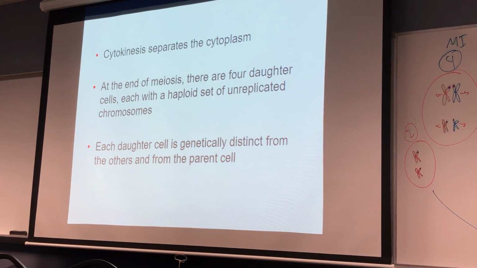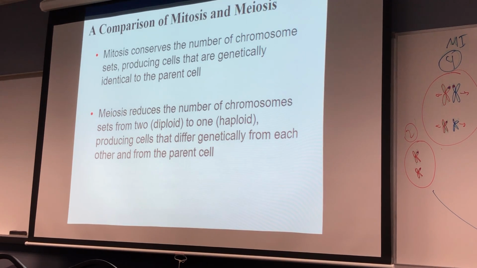And then you have at the end of meiosis the 4 daughter cells with haploid number and unreplicated chromosomes. Okay? And each daughter cell is genetically distinct. Not identical, okay? Distinct. Not the same, from one another or from the parent cell. So, key distinction. Mitosis conserves the number of chromosomes, which is equational, and it produces 2 daughter cells that are the same, identical. Okay? Meiosis is reductional, it reduces the number of chromosomes from 2 sets to haploid, 1 set of chromosomes, and they are different.